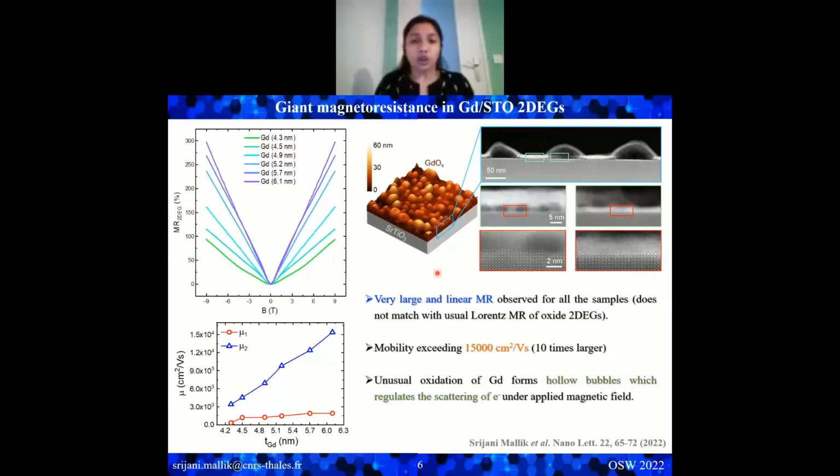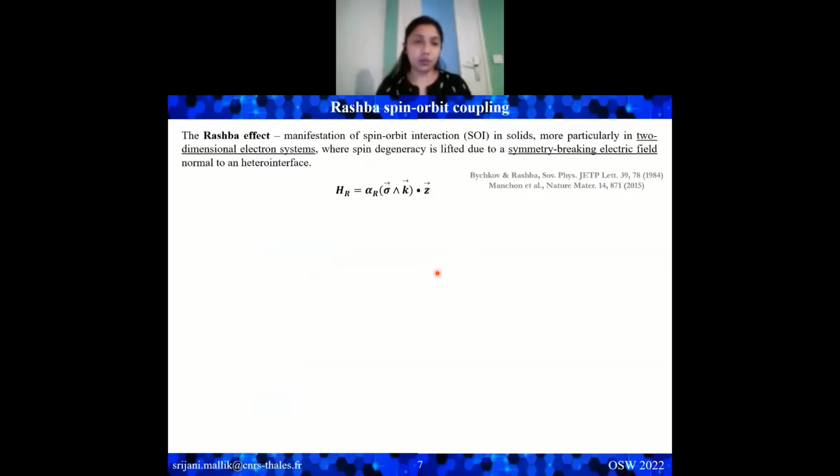So to do the spin to charge conversion, because this is a two-dimensional electron gas, the main spin orbit coupling mechanism is the Rashba spin orbit coupling. So thanks to the first speaker, Professor Prasanta Kumar Muduli, who really explained very well the Rashba mechanism as well as the charge to spin and spin to charge mechanisms.